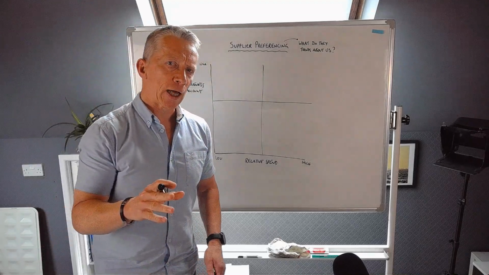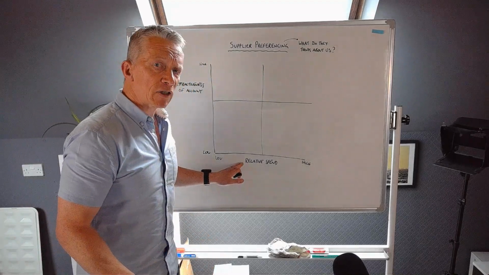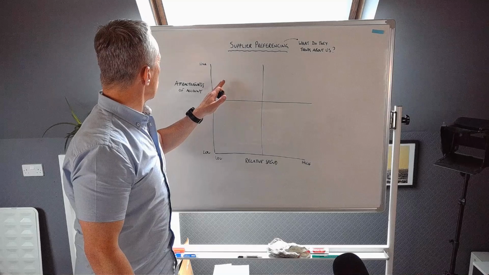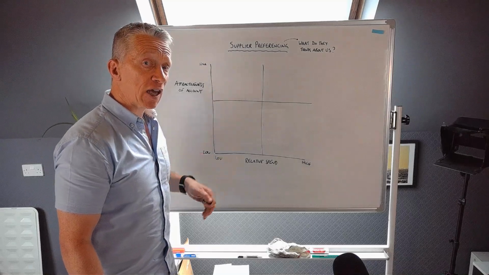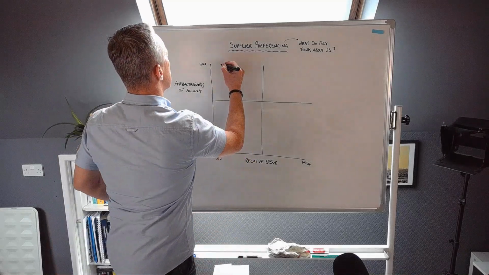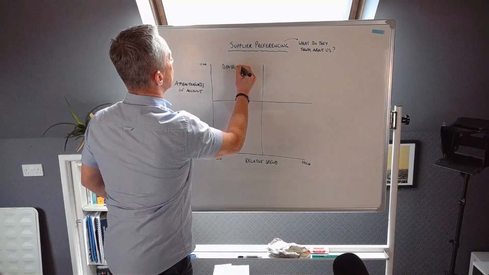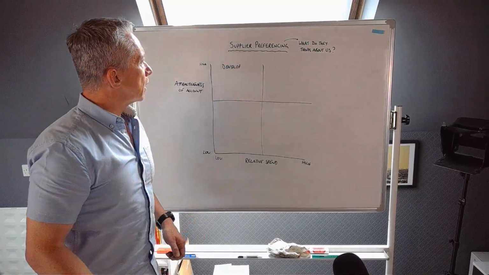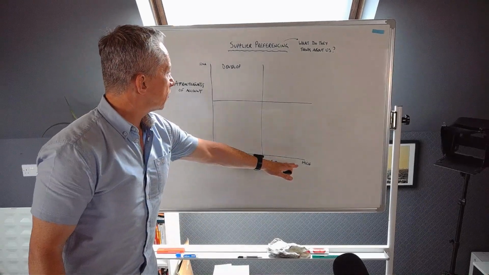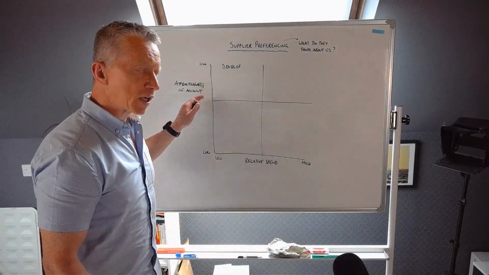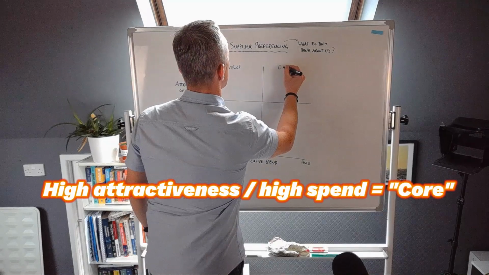So let's firstly look at where we have low relative spend with the supplier but the attractiveness of the account is high. This box is called develop. Let's move along to high relative spend and also high attractiveness of account, and this is called core.